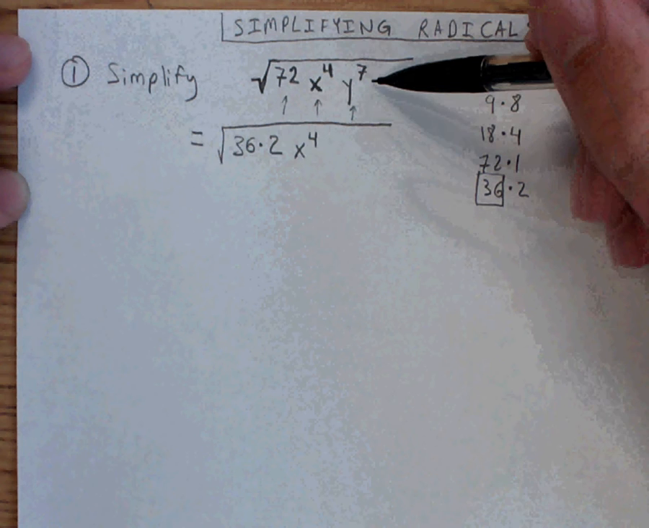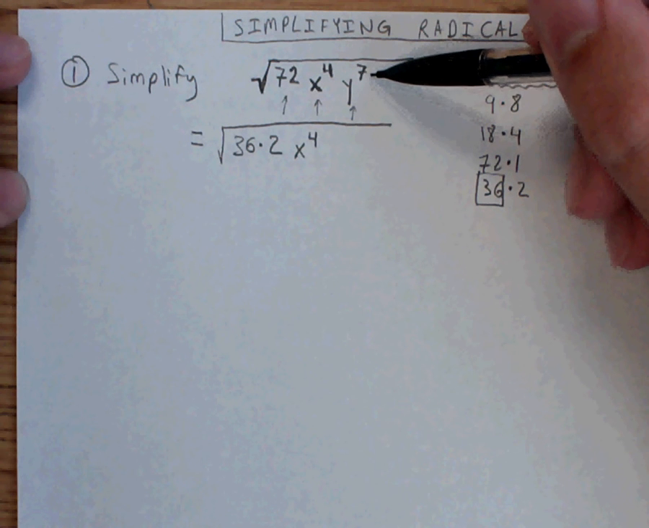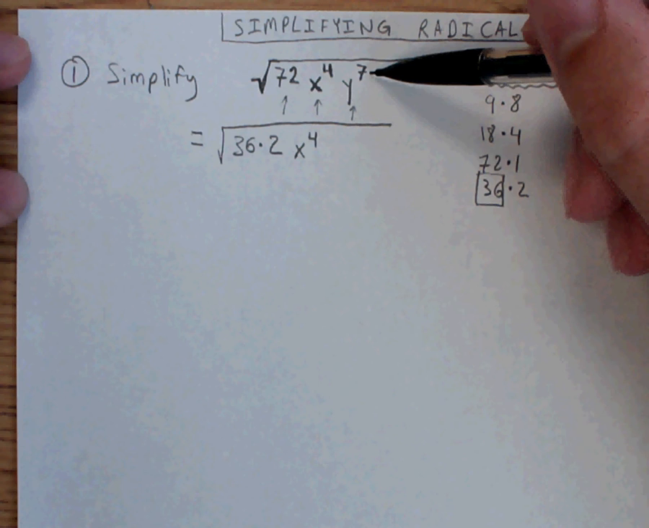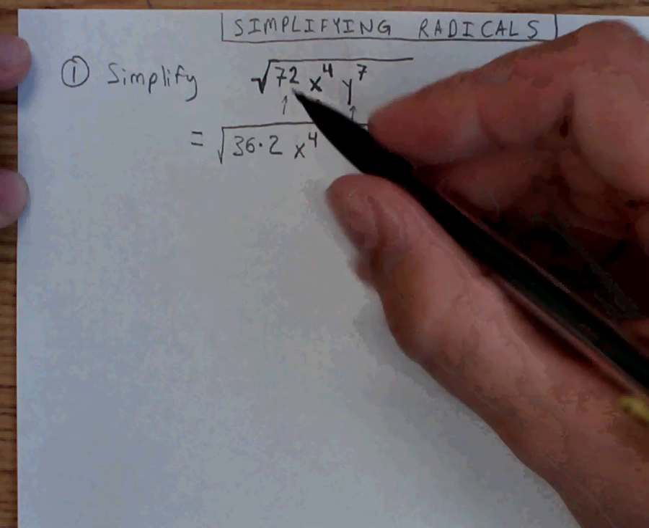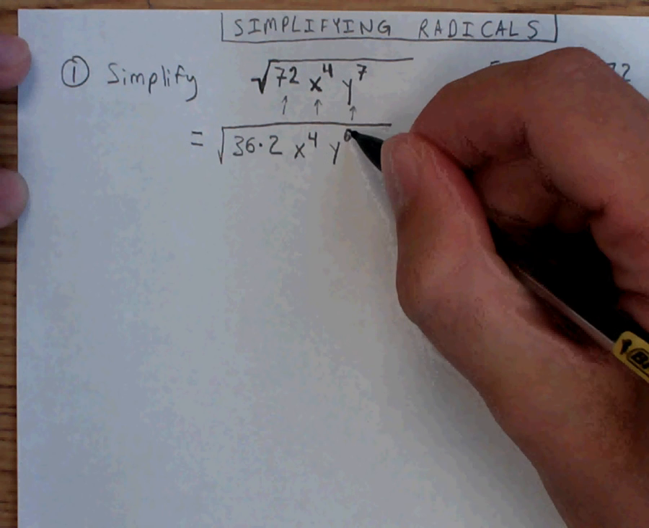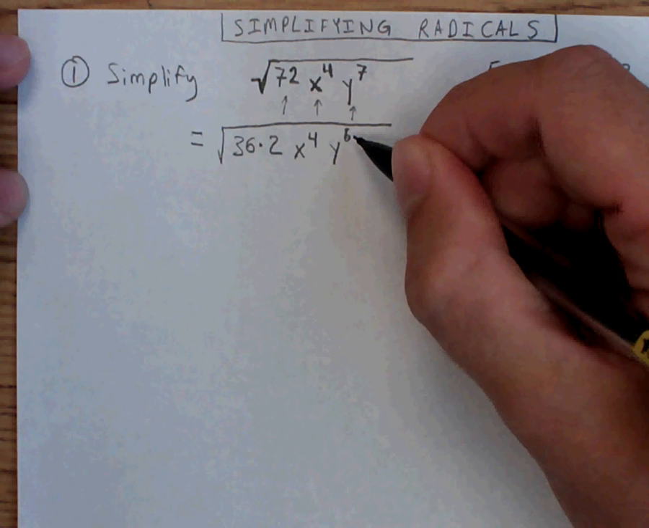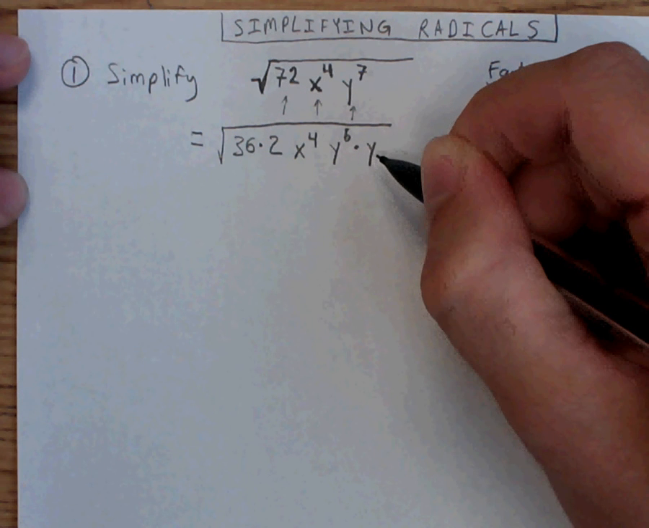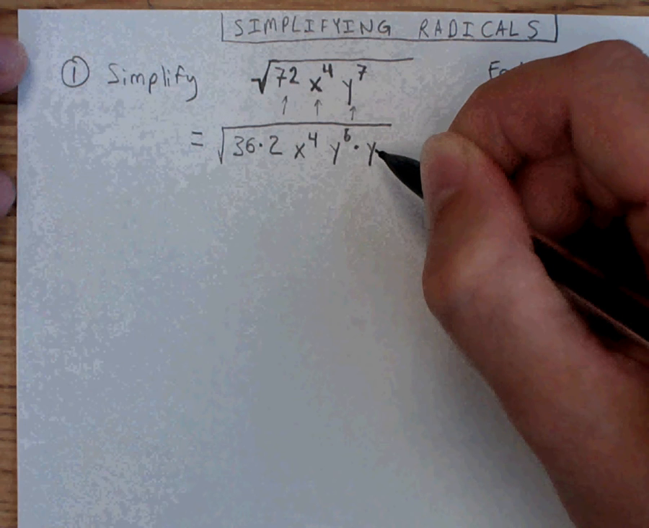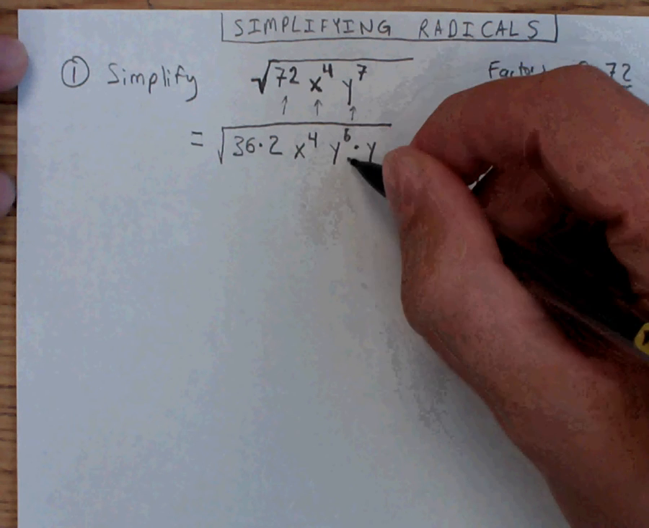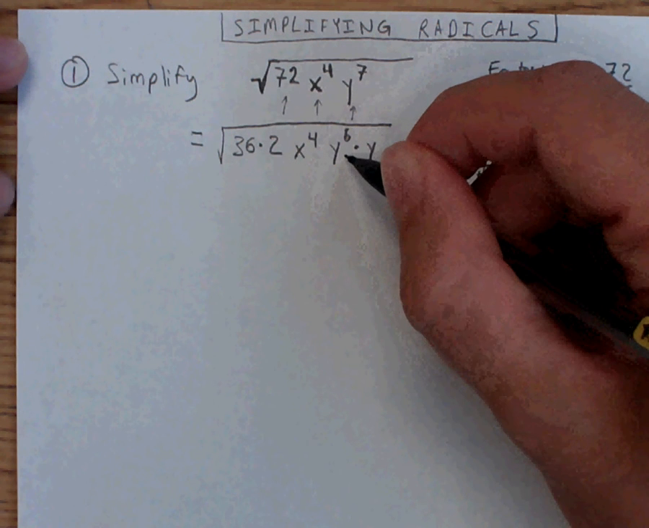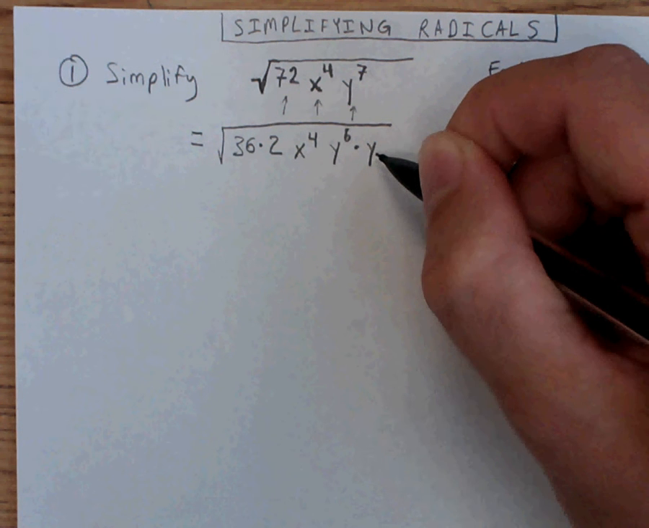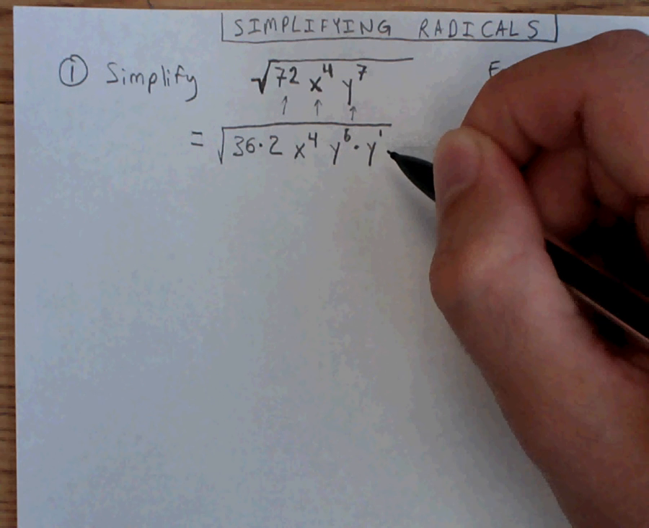Now y to the seventh has an odd exponent. 7 is odd. So we need to break it down into its even part, y to the sixth, because we just subtract 1 from the exponent, and its odd part, that's just the normal y. With odd exponents, we always break it up into subtracting 1 for the even exponent and the straggler, right? There's just that y to the 1 that's left behind.